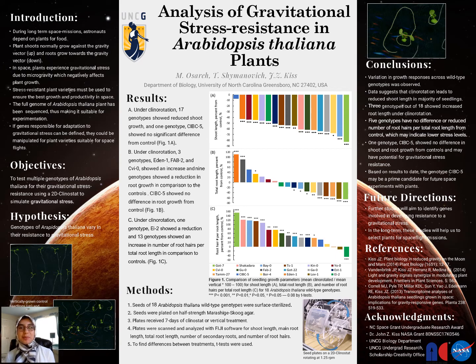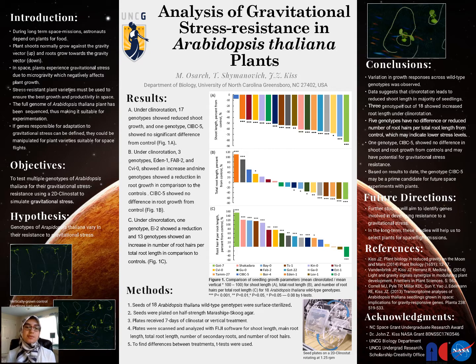I'm from the biology department at UNC Greensboro, and I work in a plant-based biology lab. At the lab, our overarching goal is to help support long-term space missions by providing plant varieties that are suitable for growing in space. So this is really important because plants could provide fresh food, oxygen, and many psychological benefits for astronauts. In my project, Analysis of Gravitational Stress Resistance in Arabidopsis thaliana plants, we're looking at how we could find genotypes that are more resistant to gravitational stress.